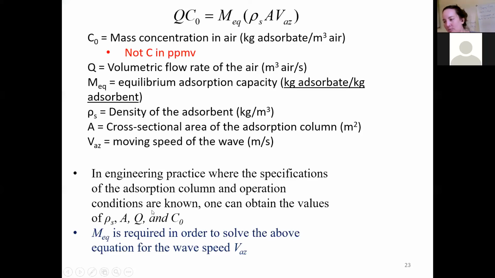So in practice, we know most of these values. We know the density, the area, the flow rate, and the concentration. These are problem parameters that should be given to us, or as an engineer, we could say, okay, this is the cross-sectional area of the filter that I'm going to build. We need M equilibrium out of the table. And if we have that, then we can easily rearrange this equation to get this velocity term, the speed of the adsorption wave. So rearranging this equation gives us an expression for VAZ.